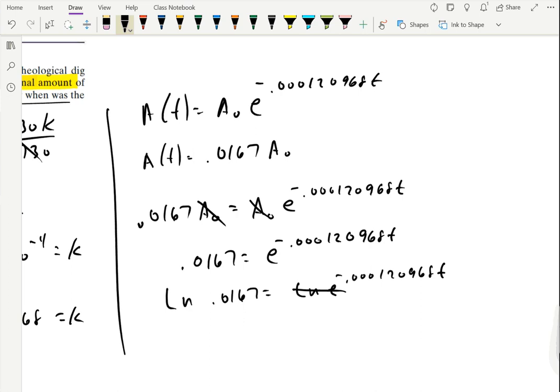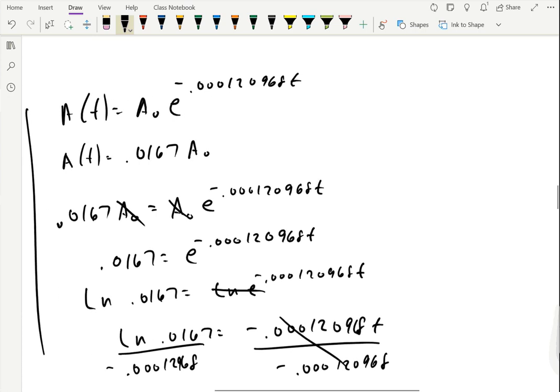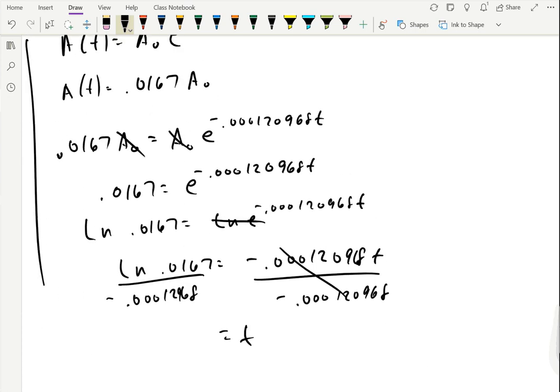So the natural log and the e cancel. So I have natural log of 0.0167 equals negative 0.000120968t. To get rid of this value and get t by itself, I've got to divide by that. Going to divide on both sides. So those cancel. And so whatever I end up with here is going to be my t.